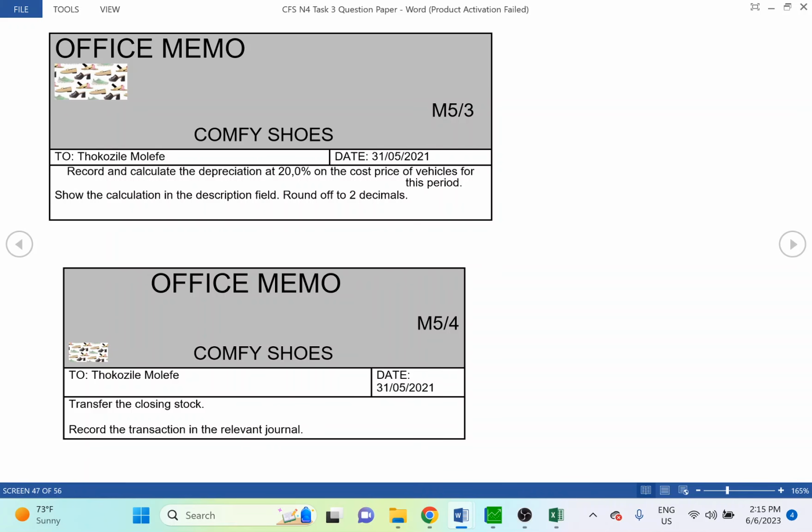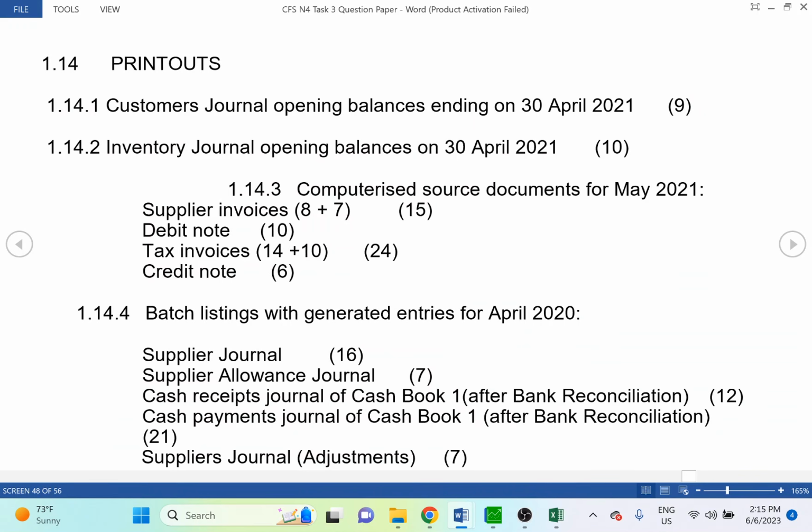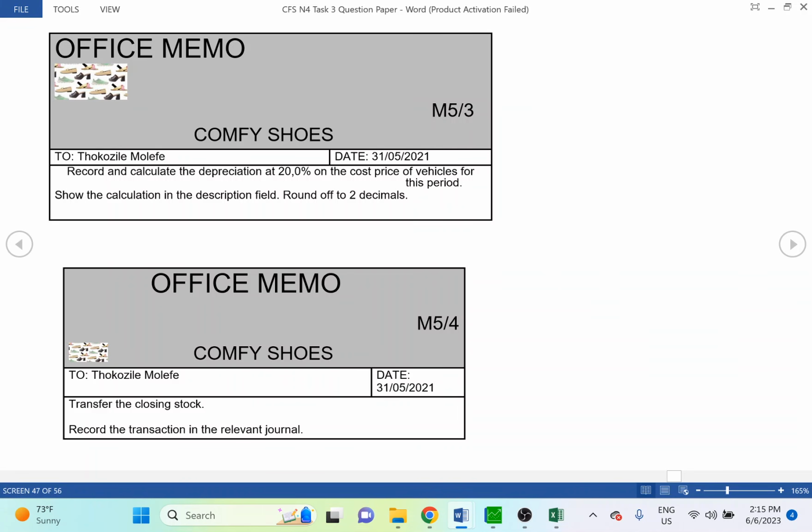M5/4. Transfer the closing stock. We're going to use Stock Journal. That was the last one.